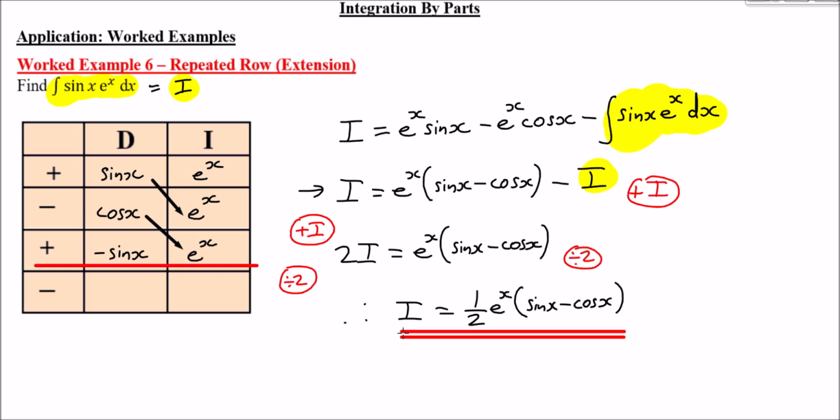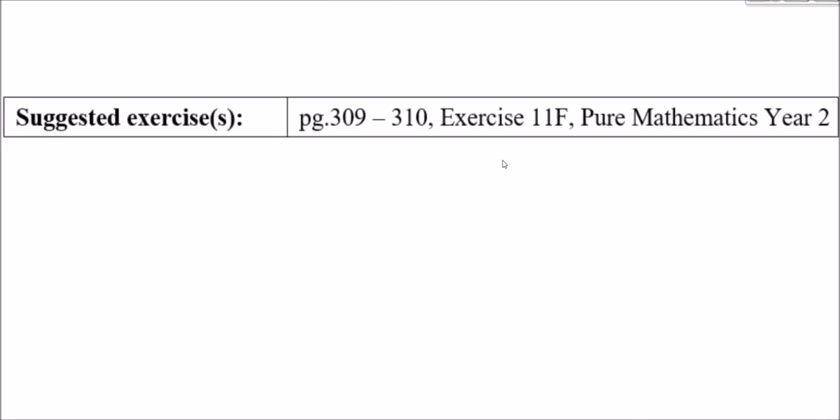As I say, now though, it's over to you to get some practice in. The questions I'm going to suggest you attempt, essentially, are all of them from exercise 11F in your lovely blue book, page 309 to 310. Try all the questions. This is a skill you really need to hammer again and again and again.